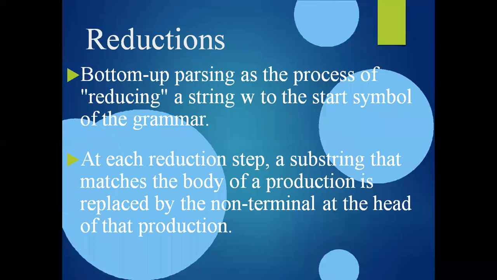And a substring that matches the body of a production is replaced by the non-terminal at the head of that production. And here, ending the introduction to bottom-up parsing, up to now I only introduced what bottom-up parsing is, and briefly explained with an example how the working principle takes place in bottom-up parsing, right? There we used a terminology like reduction, and I gave the definition of reduction, and how reduction takes place in bottom-up parsers.